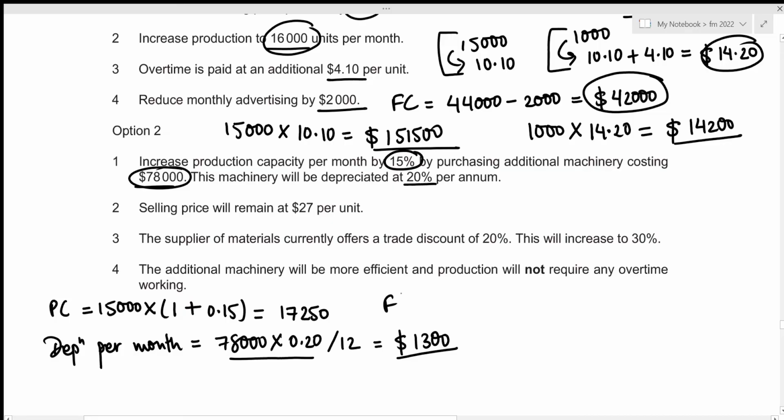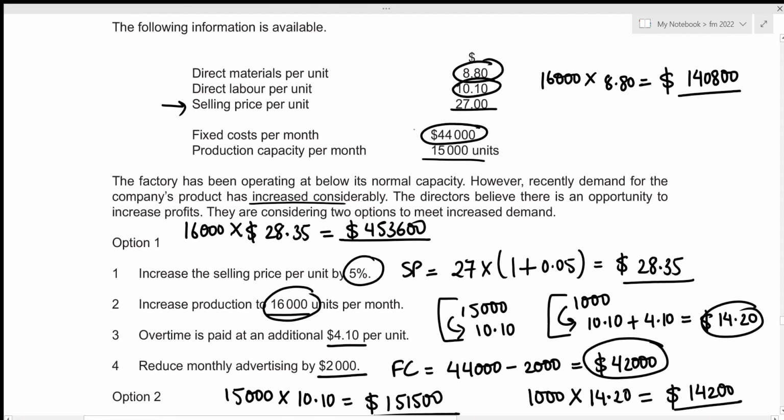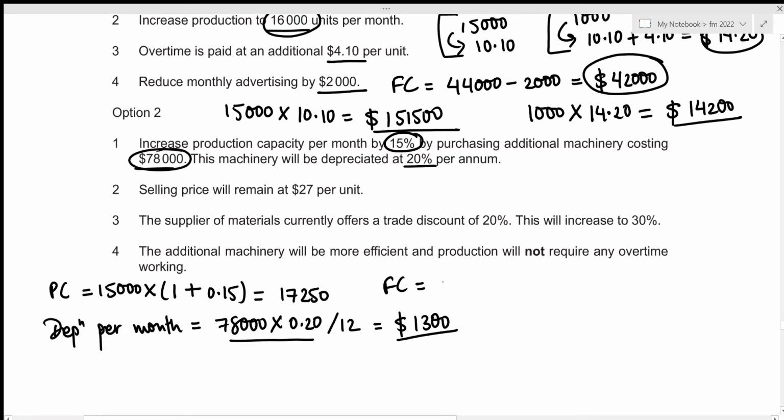And this should be added to the fixed cost. Previously, our fixed cost per month was 44,000, so now we need to add the additional depreciation as well. That's 44,000 plus 1,300. And this gives our new fixed cost to have the value of 45,300.